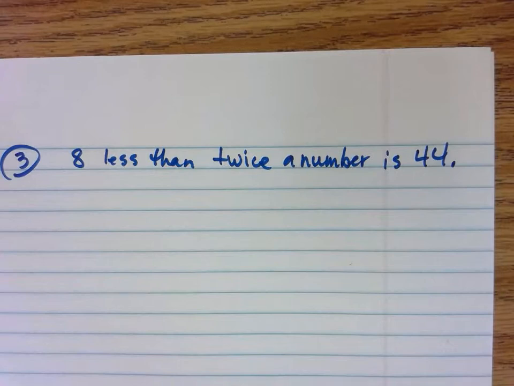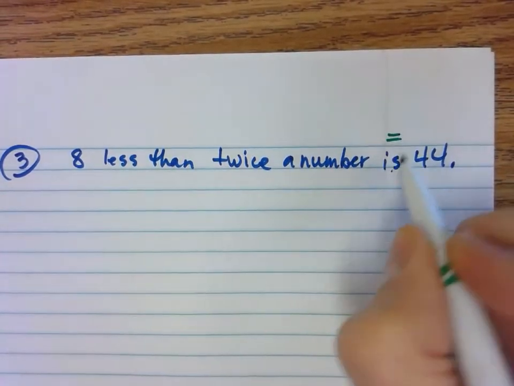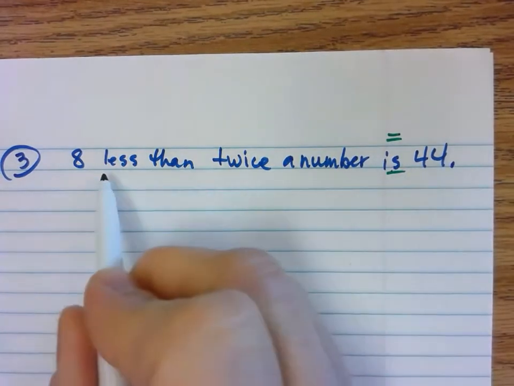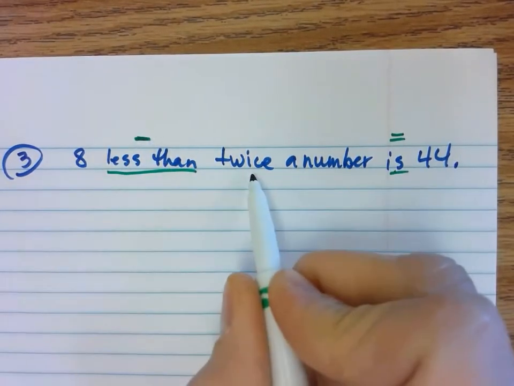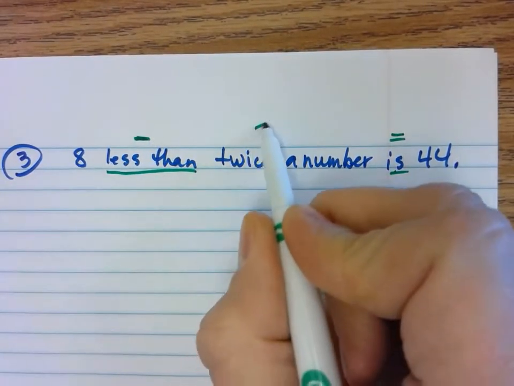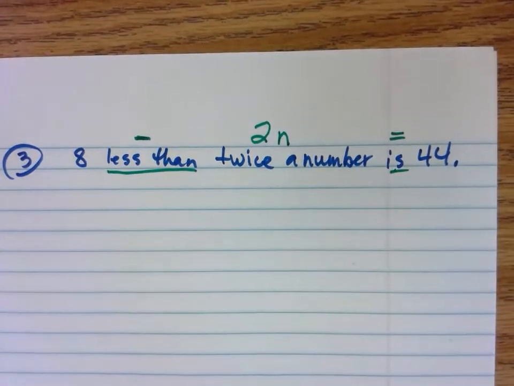Now again, look for those words, okay? Is, we know the is the equal sign. Twice, less than. Let's go, if we look back over there, our list right there, less than, of course, is a subtract word. Twice a number, okay, that means 2 times n, okay? So twice a number is 2 times n, and we got to do 8 less than that.